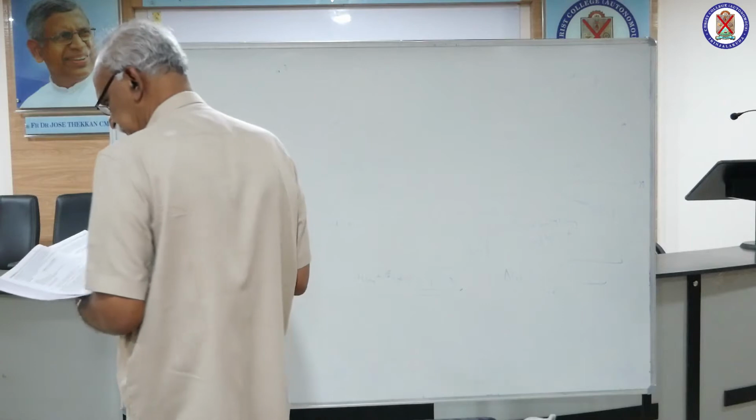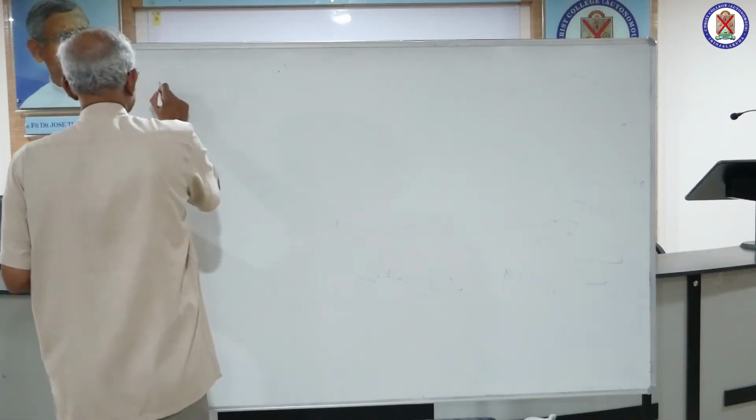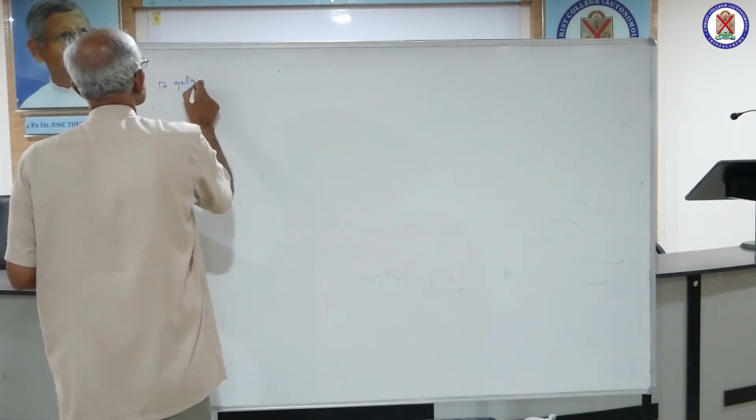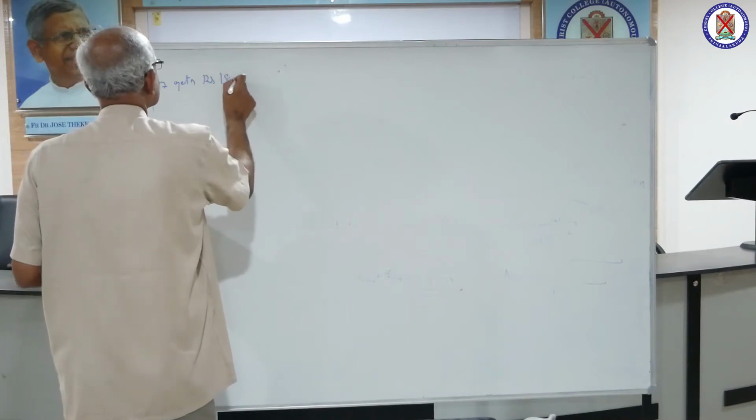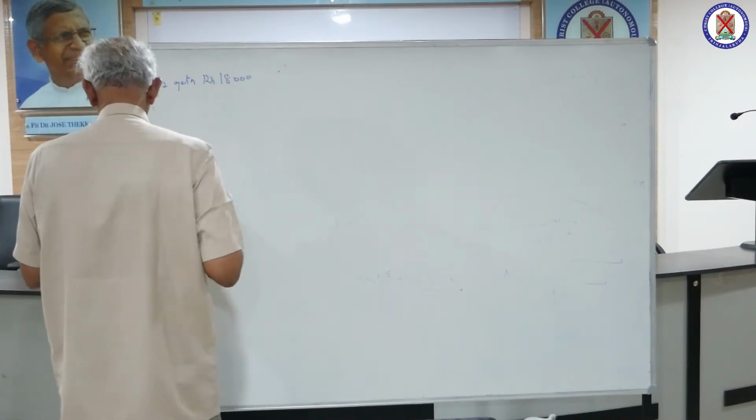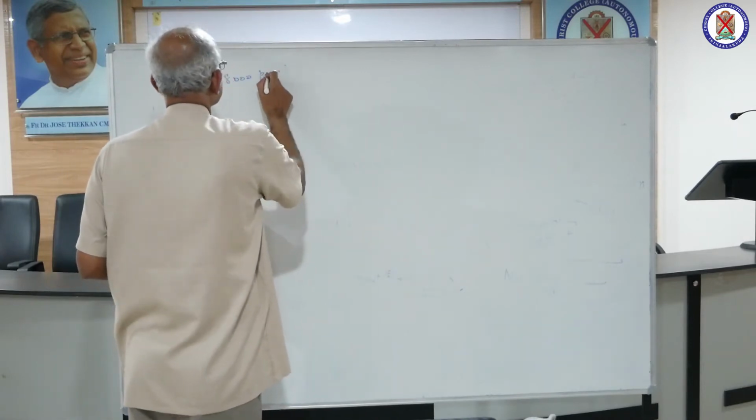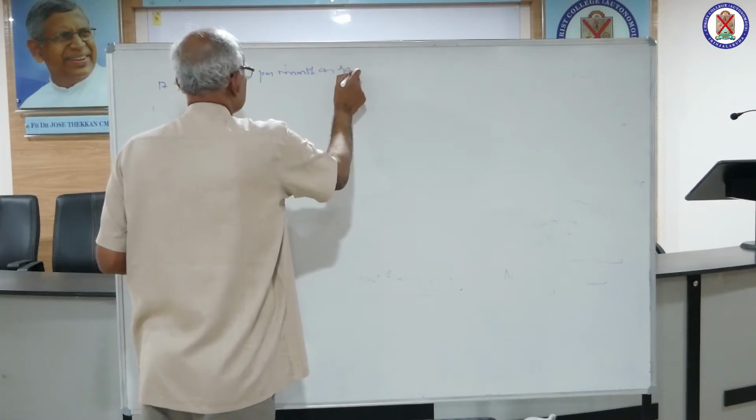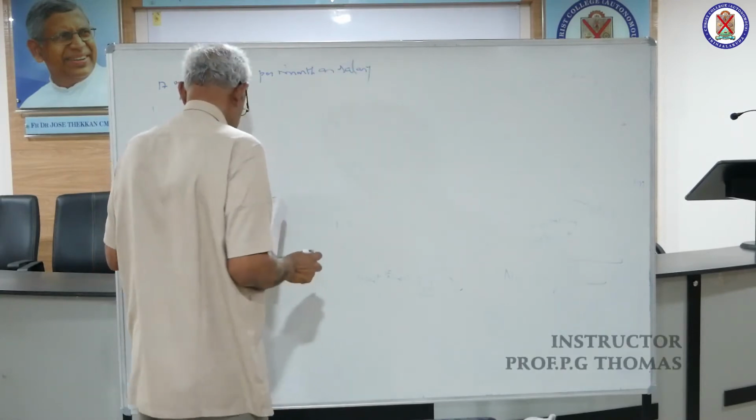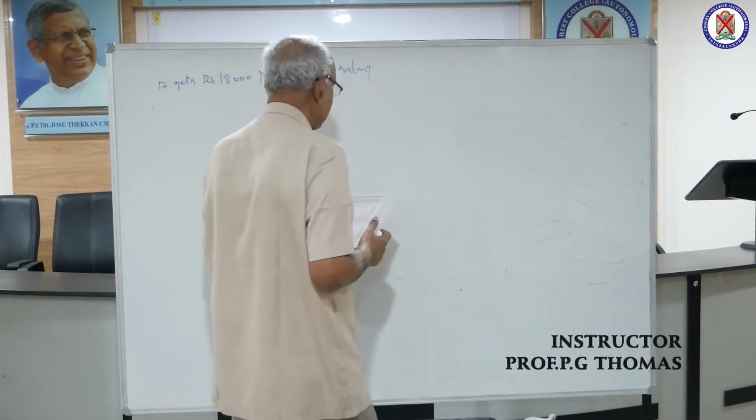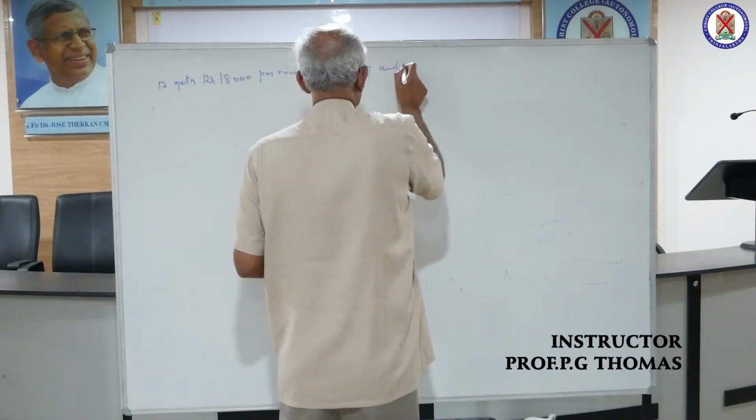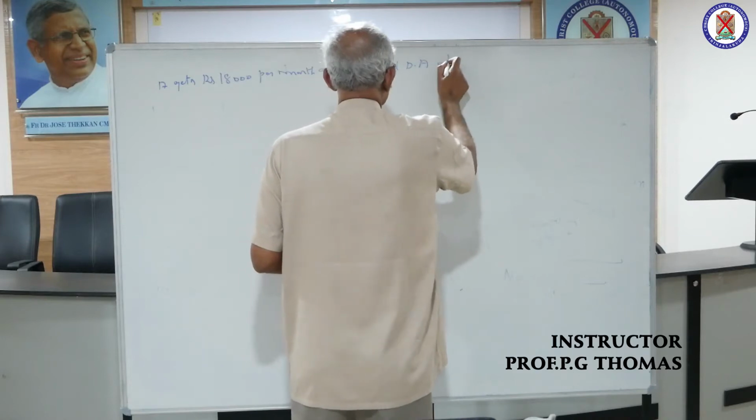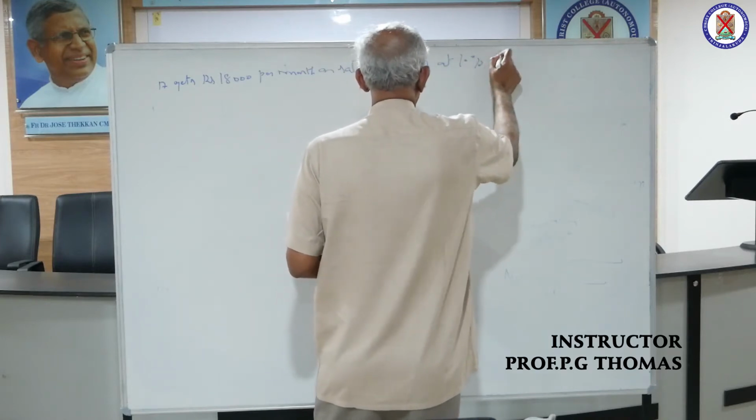We can work out the one problem. A gets rupees 18,000 per month as salary, and DA at 10% of salary.